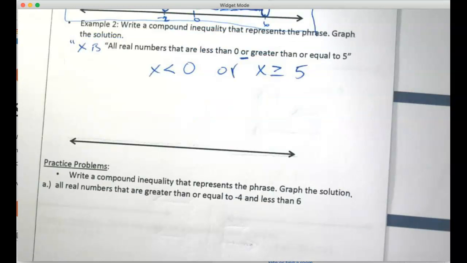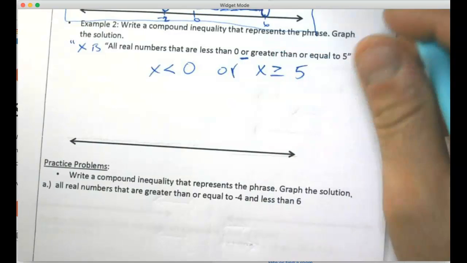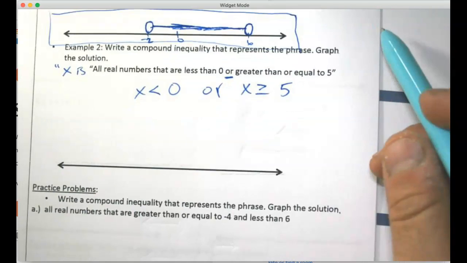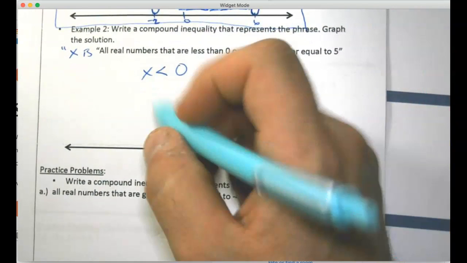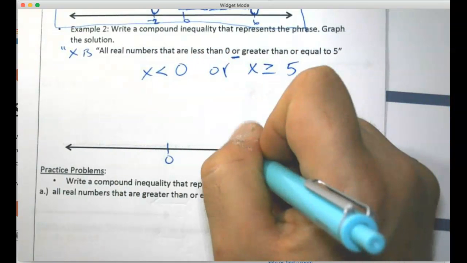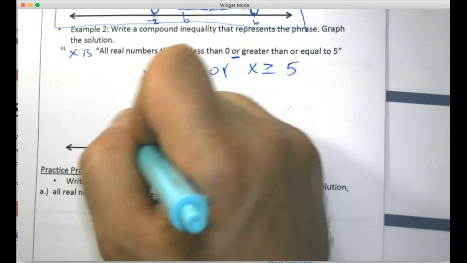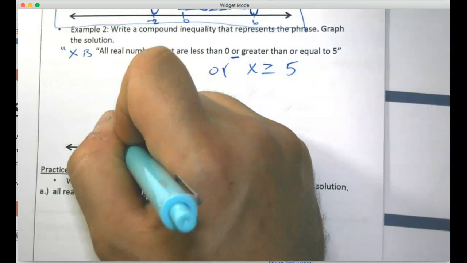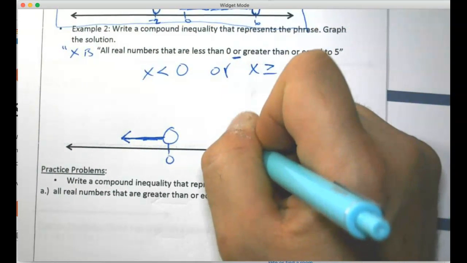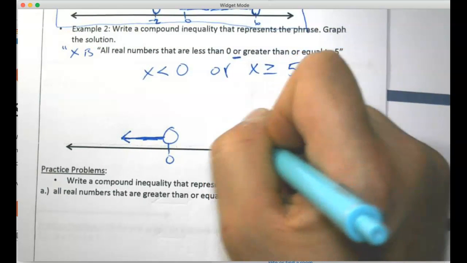So in this one, it wouldn't make sense to combine it. Normally you're not going to do that if it has the word or. So anyhow, graphing it, x is less than 0, but x is also greater than or equal to 5. So at 0, I should have an open circle. Numbers that are less than 0 are on the left. At 5, I should have a shaded circle. And the numbers that are greater than 5 are on the right, so this should point to the right.